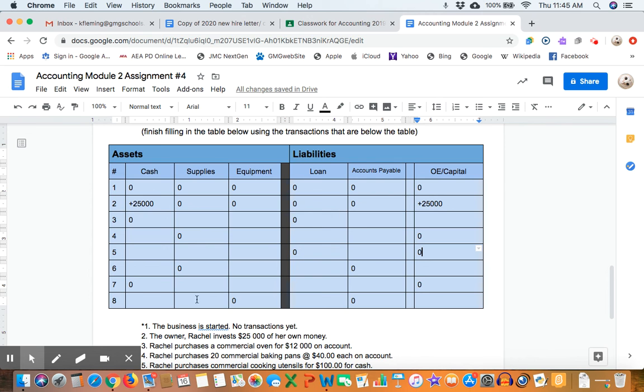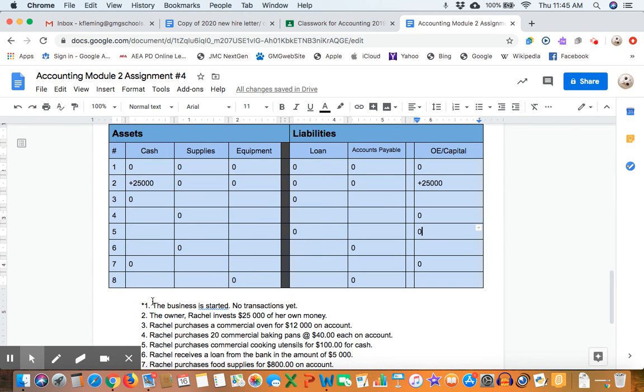So for example, transaction number 1, and you can see this below the table: the business has started, there are no transactions yet. So because there are no transactions, it's all zeros here across the top. The second transaction is the owner, Rachel, invests $25,000 of her own money into the company. And so you can see $25,000 in cash and then $25,000 in capital.